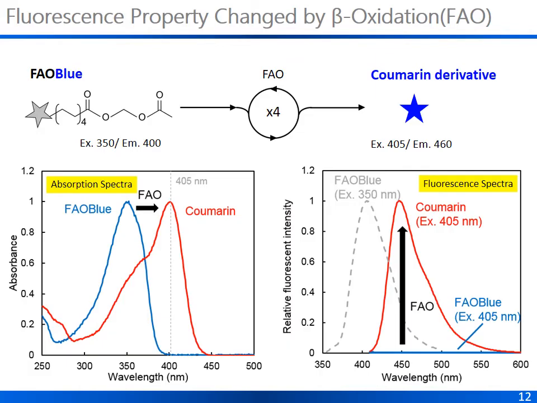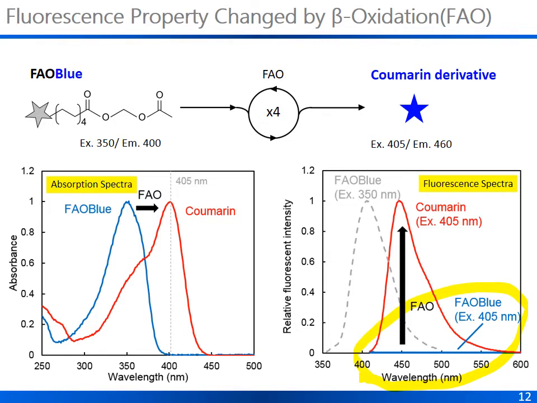This slide shows the absorbance and fluorescence spectra of FaoBlue and the coumarin derivative dye released after metabolization by FAO. If you observe the left chart, the absorption peak of the coumarin derivative, as indicated by the red line, is different from that of FaoBlue, as indicated by the blue line, after passing through beta-oxidation. If you observe the right chart, in the fluorescence spectra when excited at 405 nanometer, the coumarin derivative dye as indicated by the red line shows strong blue fluorescence, but FaoBlue as indicated by the blue line hardly fluoresces.